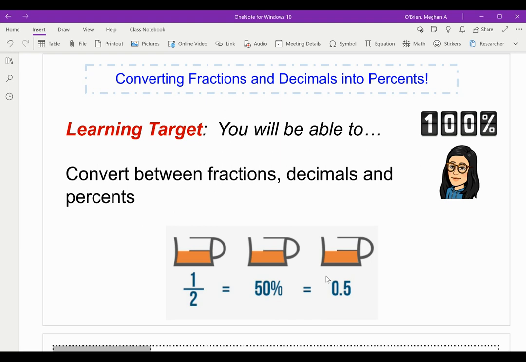Hey, seventh graders, welcome to Module 7, which is the start of our last part of the unit on proportions and rates, and it's the start of studying percents, because percents are a special type of rate. So learning target, you will be able to convert between fractions, decimals, and percents. So just getting familiar with recognizing equivalent forms of the same amount to help us with our percent work.